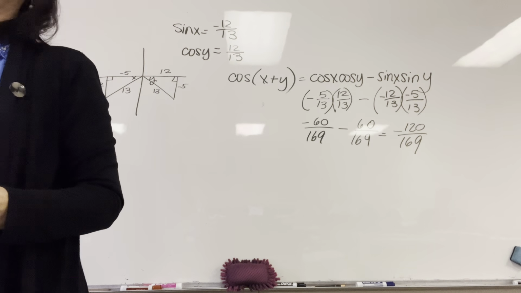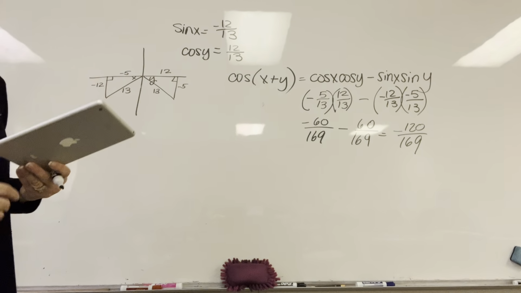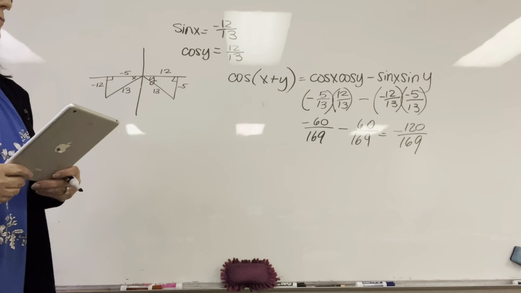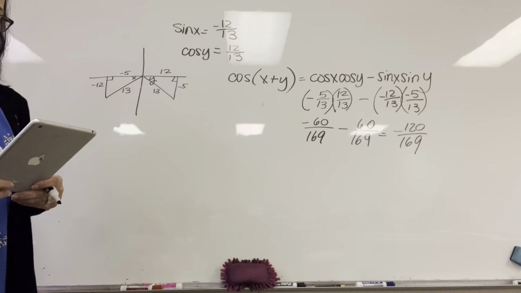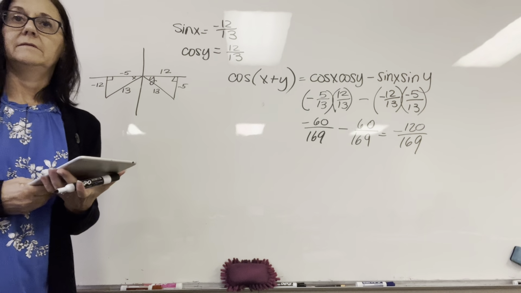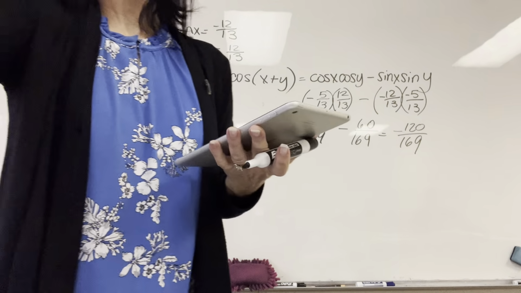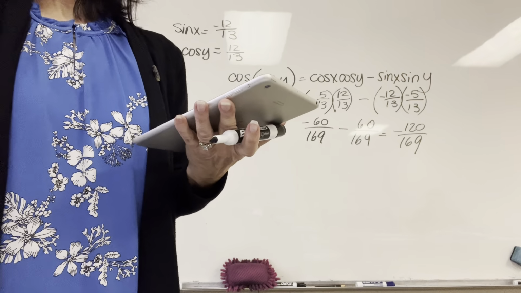I don't think it can be simplified. 4 doesn't go, 3 doesn't go into it. 2 obviously doesn't. All right, so I had to look at the quadrant. Draw your triangles.